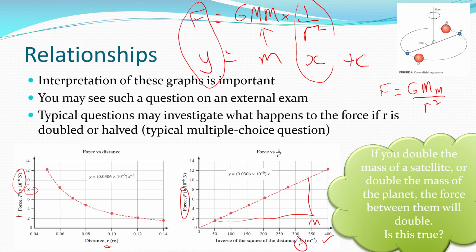Not too concerned with the y-intercept. Generally, it's a representation of the experimental error in whatever experiment we're using. If we think about this proportionality, if you double the mass of the satellite or double the mass of the planet, the force between them will double. Is this true? Effectively, doubling something on this side is going to double that over there.